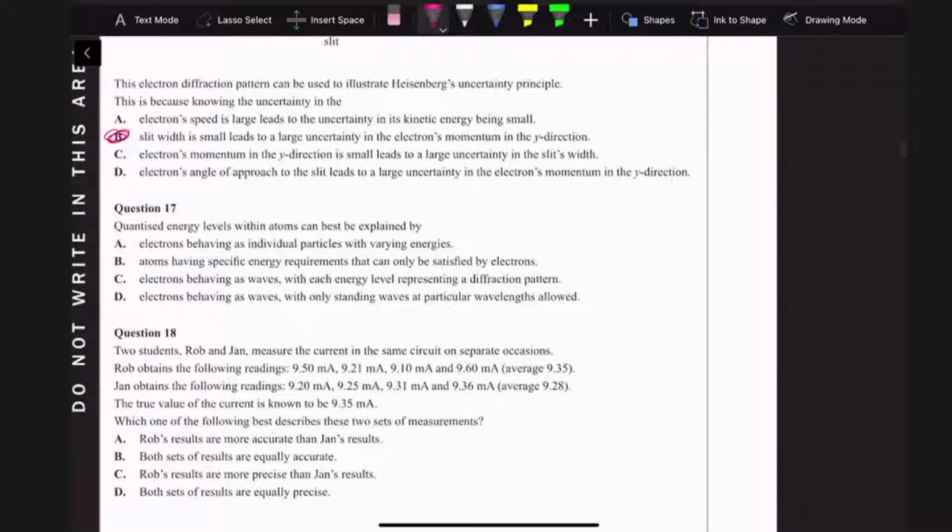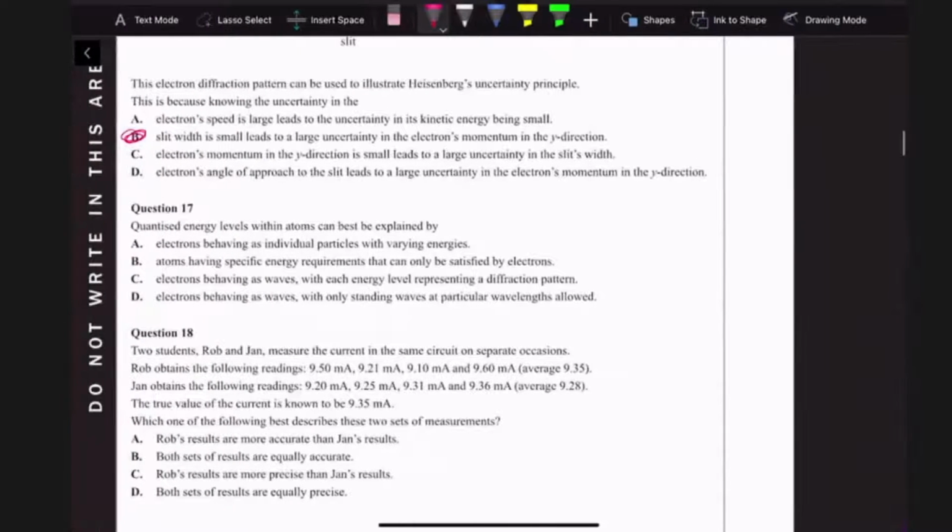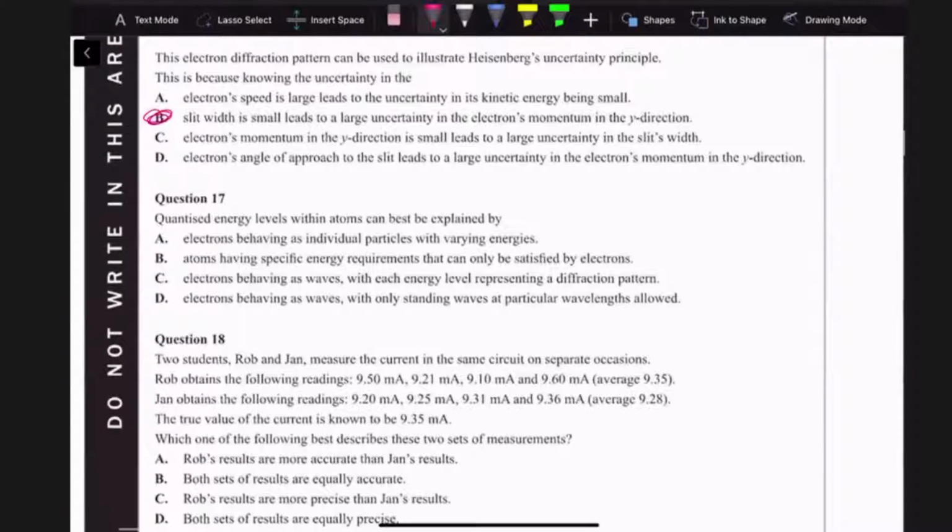So quantized energy levels, this is kind of like that short answer question at the end of every test before this, but the answer is D, because we know discrete quantized energy levels are explained by standing waves that electrons form around atoms.